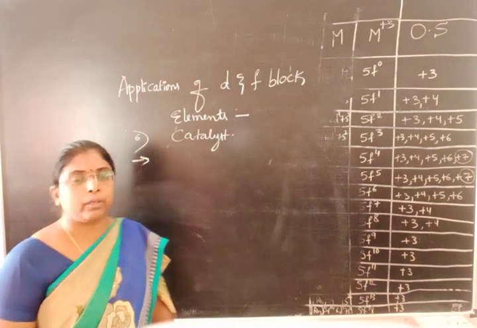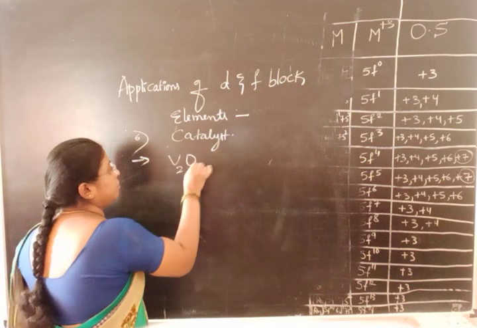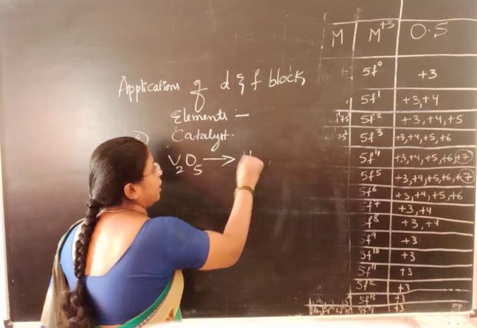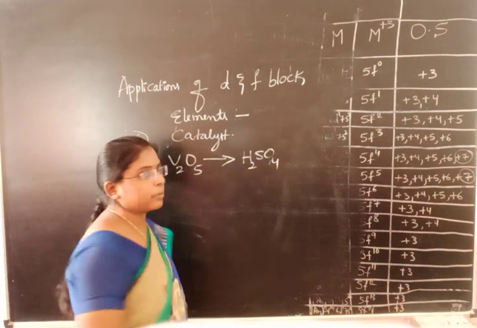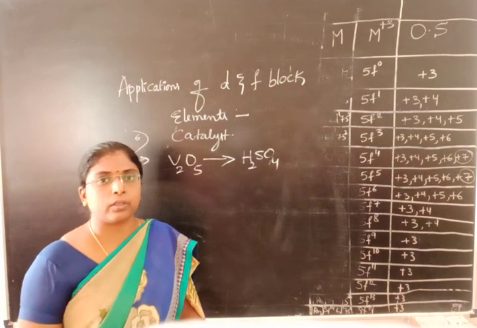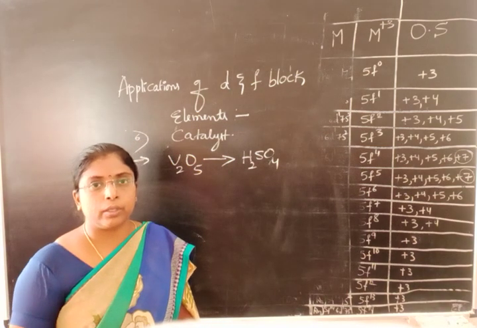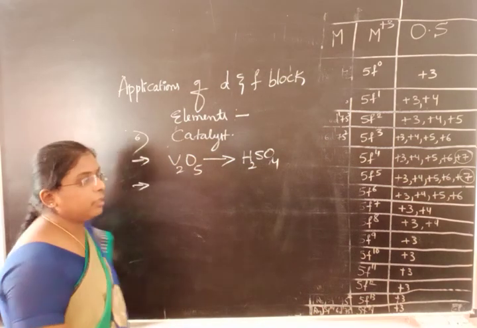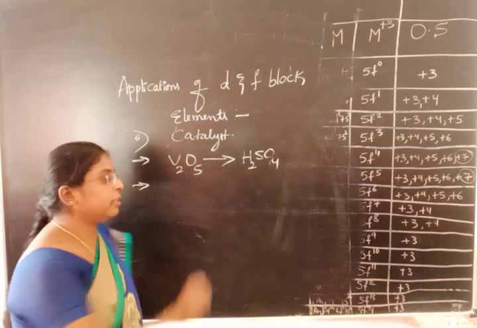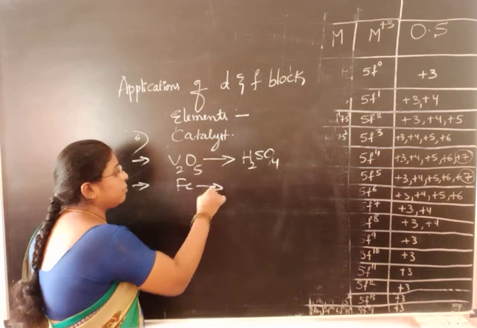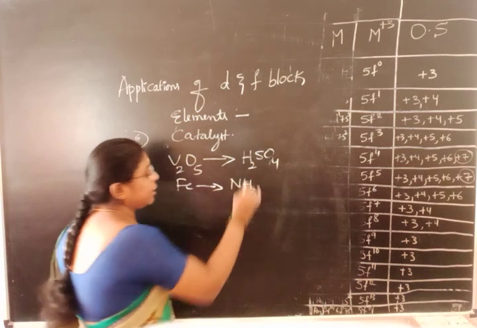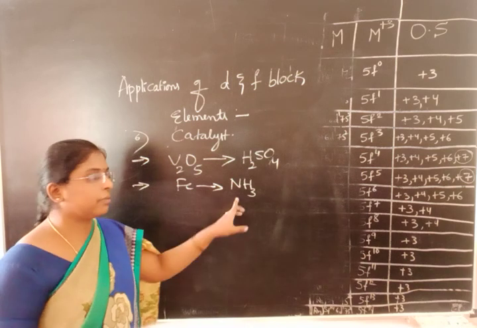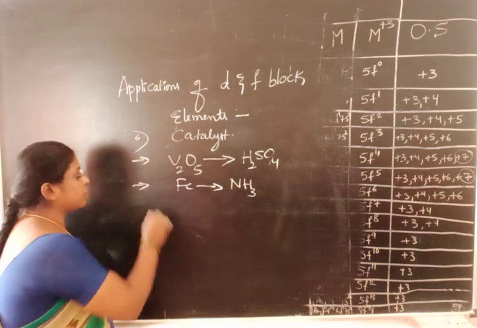You know that vanadium pentoxide, V2O5, is used as a catalyst in the manufacture of sulfuric acid by the contact process. In the conversion of sulfur dioxide to sulfur trioxide, vanadium pentoxide is used as a catalyst. Another catalyst is used in the manufacture of ammonia by Haber's process.